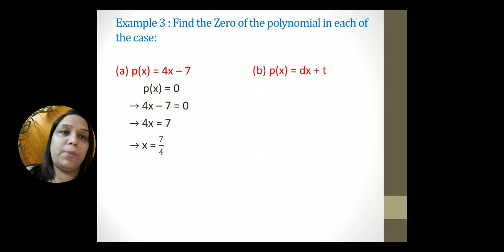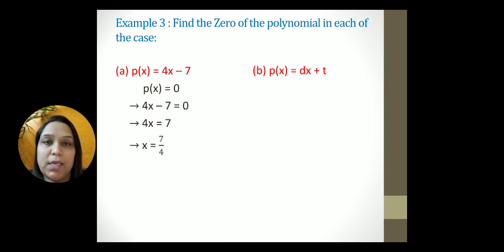One more example, p(x) = dx + t. What are d and t here? x is the variable because the polynomial is of x. What are d and t here? They are arbitrary constants. It means that their value is fixed, but they are unknown. Good, as we have studied in video 1, they are arbitrary constants.